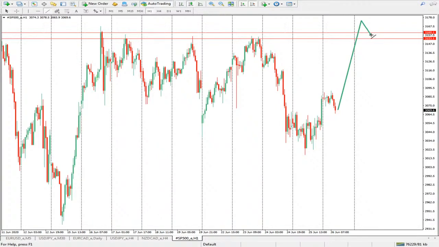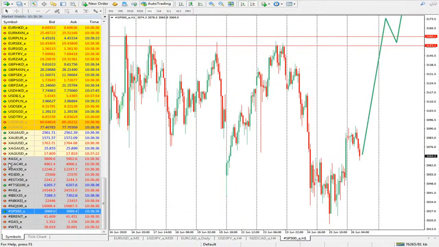then retrace back, and then continue to the upper side. This is what we want to happen. We want price to break above, retrace back, and then continue to the upper side. A break above, a retracement, and then a continuation to the upper side.